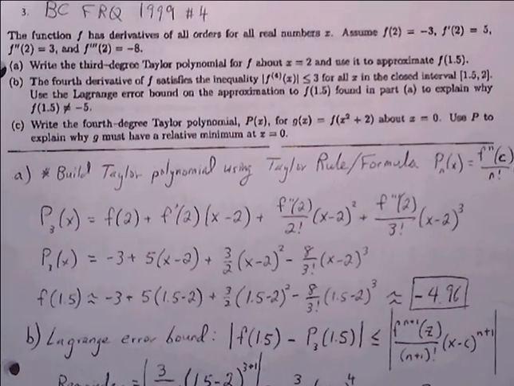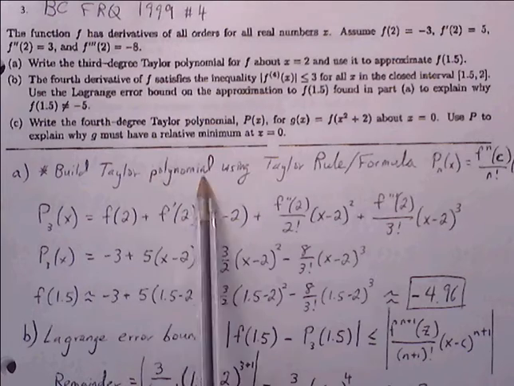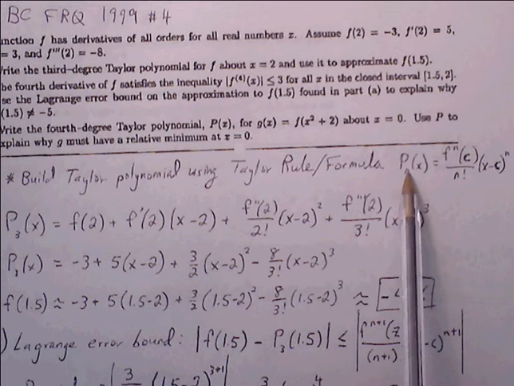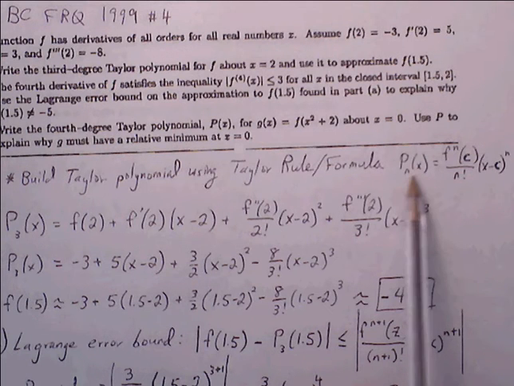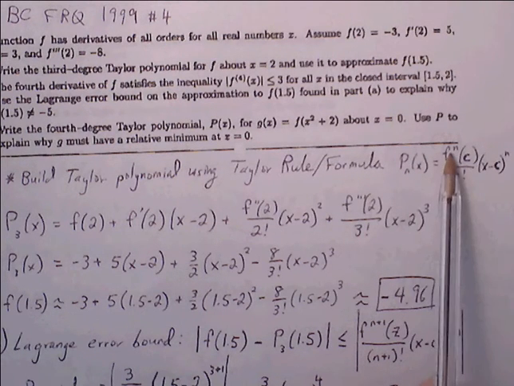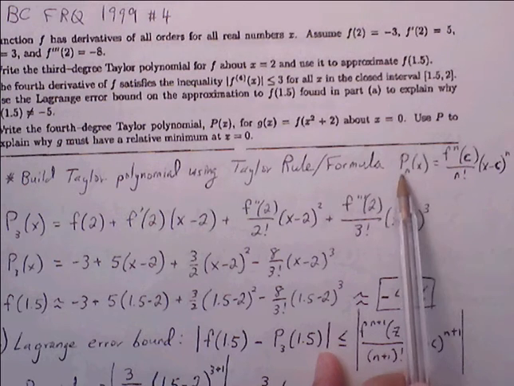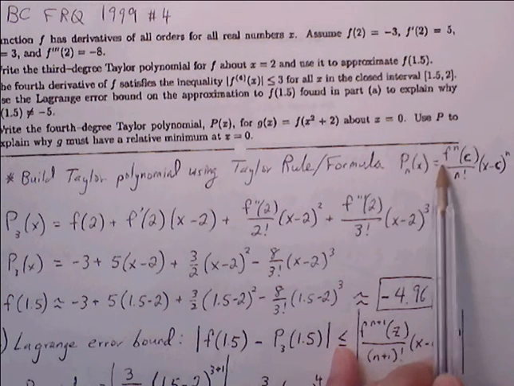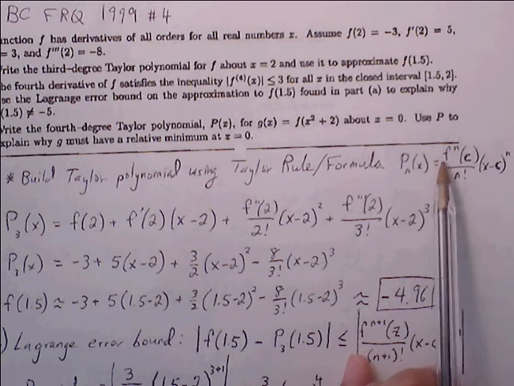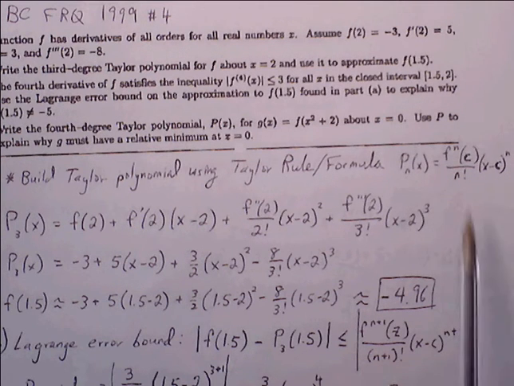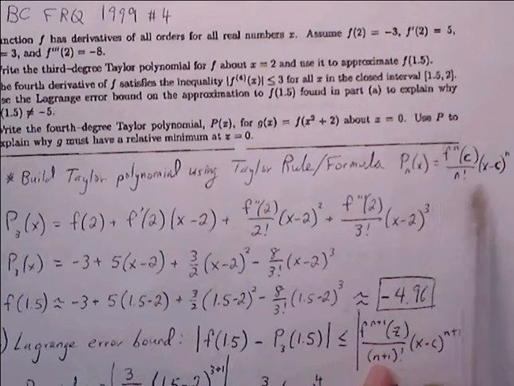What we can do is build this Taylor polynomial using the Taylor formula. If I want to find the third degree polynomial, I'll have to add up each of the derivatives. So in this case, it's the nth derivative evaluated at c over n factorial times x minus c raised to the nth. It's a summation of each of these terms.